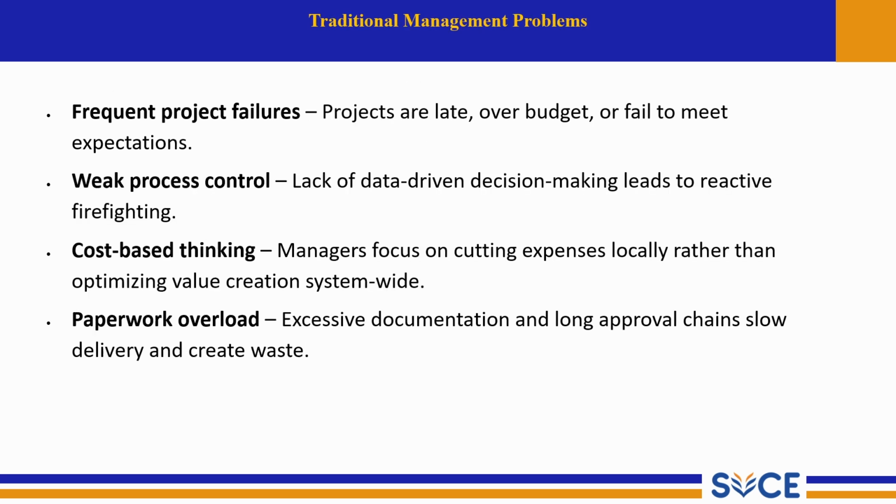And next one is the traditional management problems. Frequent project failures. Projects are late, over budget, or fail to meet expectations. In traditional project management, many software projects fail because they take too long, exceed the planned budget, or do not deliver what the customer actually needs. This happens because planning is done once at the beginning and rarely updated even if requirements change. As a result, teams continue blindly even when the project is going in the wrong direction.